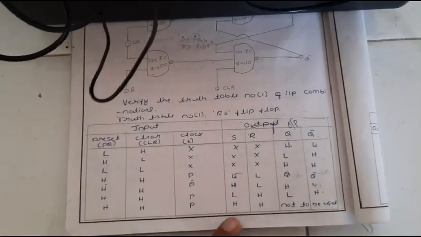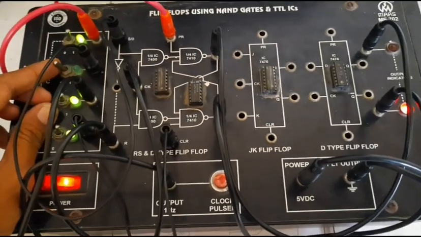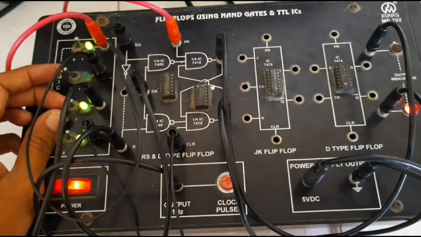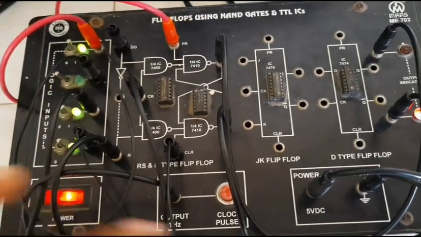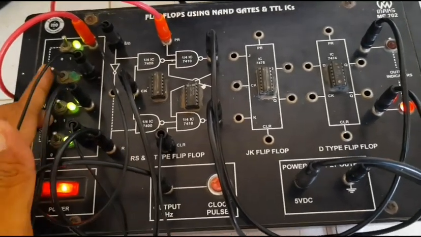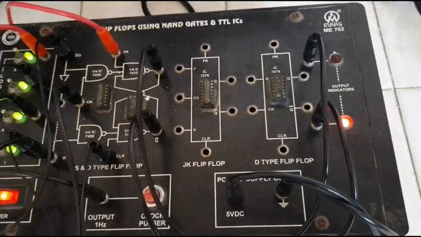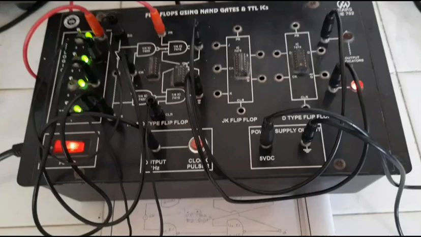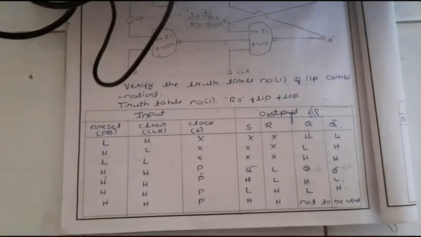If we apply high values to both S and R inputs, and give one clock pulse and make it high, this output should not actually be used. So this is what we have verified, the RS flip-flop.